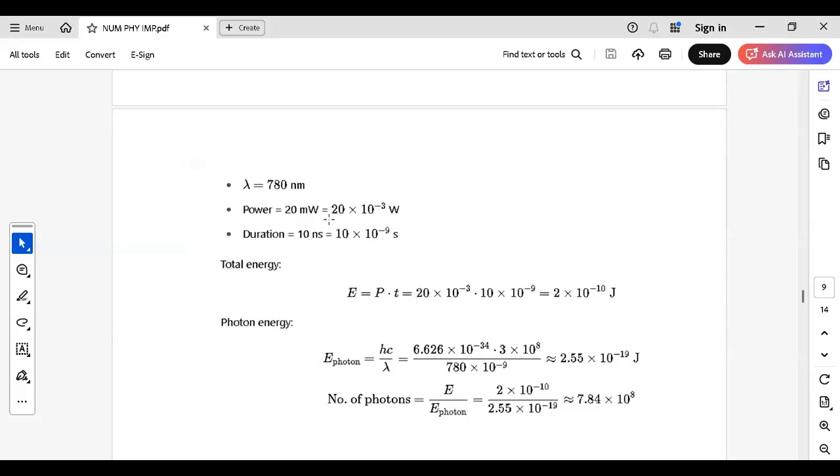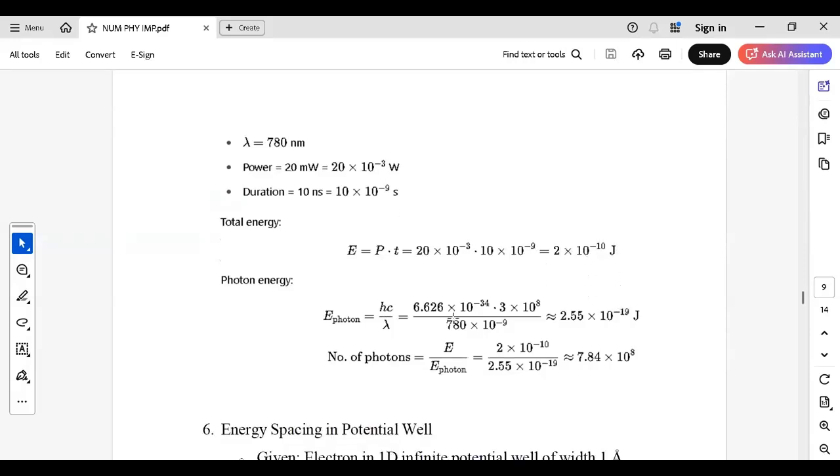So power is equal to 20 milliwatt, which, milli means 10 to the power minus 3. So you're going to multiply it by 10 to the power minus 3 and duration 10 into 10 to the power minus 9. So when you place these values inside it, you get 2 into 10 to the power minus 10 joules. Okay. So energy of photon, hc by lambda, right? You know h value, you know c value, you know lambda value, which is given in the question. Substitute, you'll get 2.55 into 10 to the power minus 19 joules.